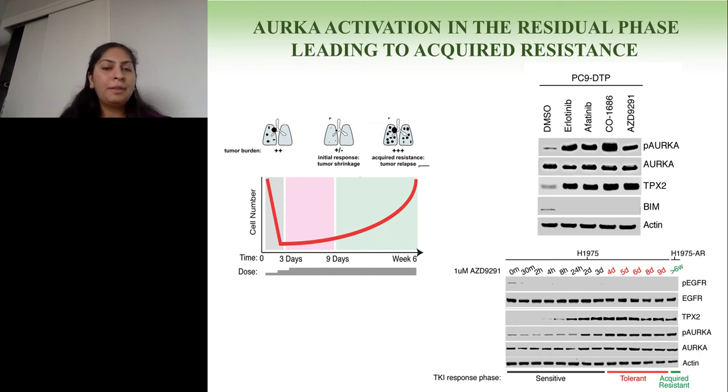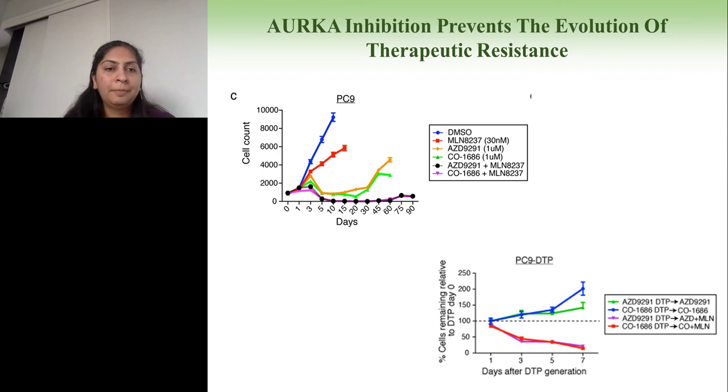This not only happens in the case of a third generation EGFR inhibitor, but it happens with the first generation, second generation, as well as third generation EGFR inhibitors. And in terms of what it can do to prevent this, the combination can be effective in preventing the resistance.